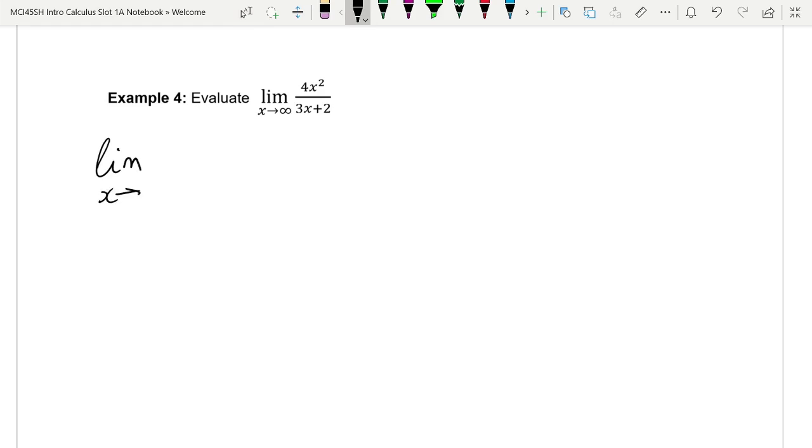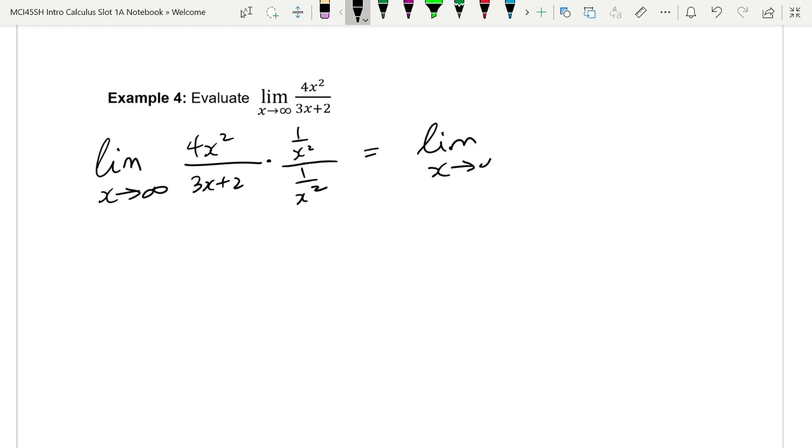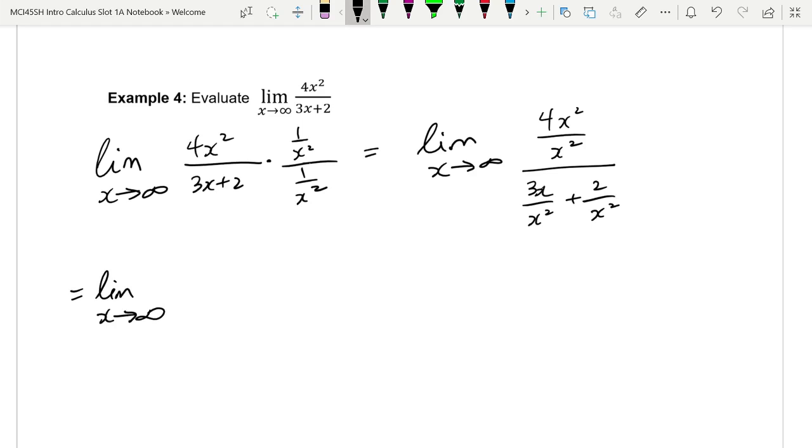I'm going to multiply the top and the bottom by 1 over x squared, which of course is going to look like this. And that's going to give me the limit as x approaches infinity of 4x squared over x squared divided by 3x over x squared plus 2 over x squared, which is equal to the limit as x approaches infinity of 4 over, that's going to end up being 3 over x plus 2 over x squared. Well, again, when I plug in infinity, those things, of course, are heading towards 0.